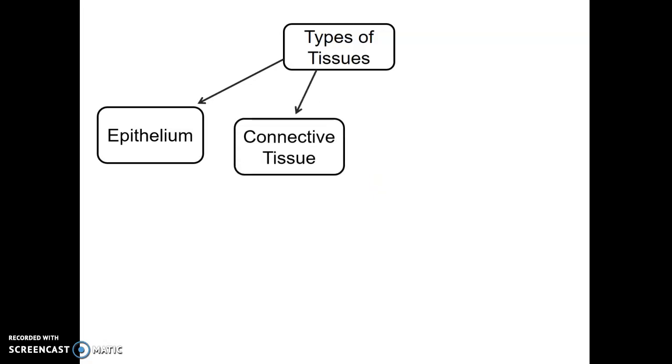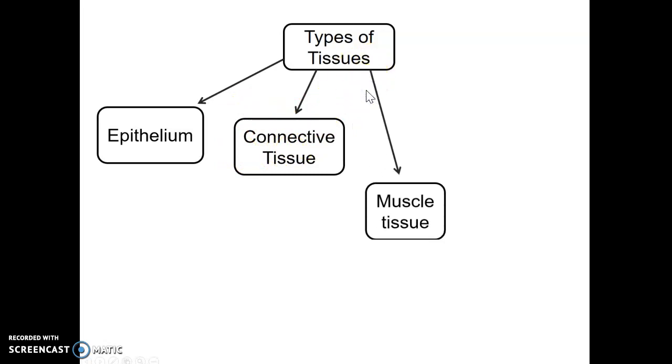Connective tissue connects things. This would be like your ligaments and your tendons that connect your bones and your muscles. It includes things like fat, which is considered connective tissue. Your blood is also considered connective tissue, because it connects different parts of your body by carrying things from one part of your body to the other. We'll also talk about connective tissue more in just a moment.